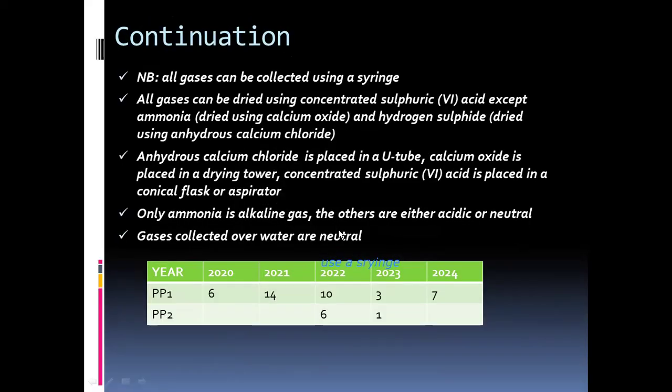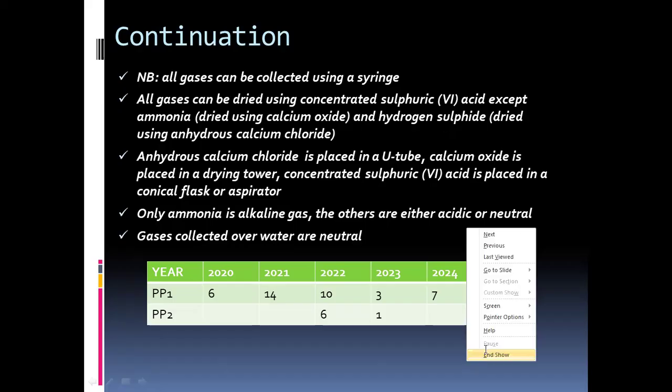These are very important points. Number one, I think I've said them, but I will just repeat. All gases can be collected using a syringe. Number two, all gases can be dried using concentrated sulfuric acid, except ammonia, which is dried using calcium oxide, and hydrogen sulfide, which is dried using anhydrous calcium chloride.